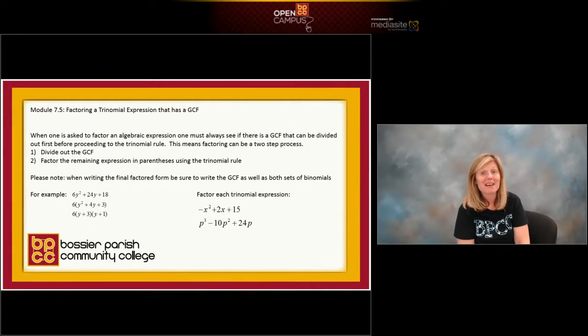Welcome back to Module 7. We are still factoring trinomial expressions, but now we're going to combine two rules. We're going to combine the trinomial rule with the GCF rule. So this is important. When the directions say to factor, that means to rewrite the expression in multiplication. It means to break it down into all the terms as low as they can go.